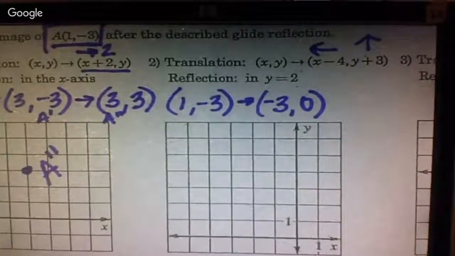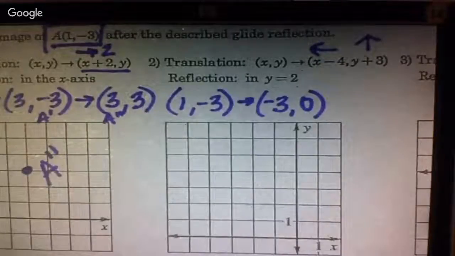So right now we're starting at negative 3 comma 0. So we're right here. Okay. Remember, my 2 points, that line of reflection has to be the middle of my 2 points. So where does this point go to make this the middle? Up. So it goes here. So my new point is negative 3, comma 4.